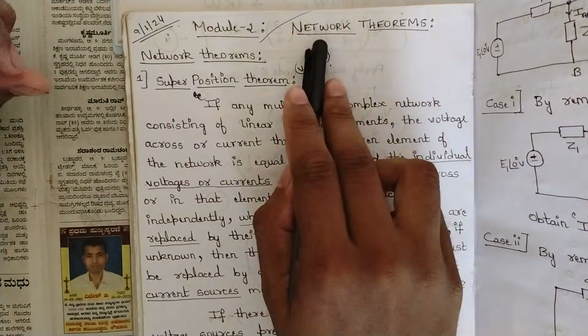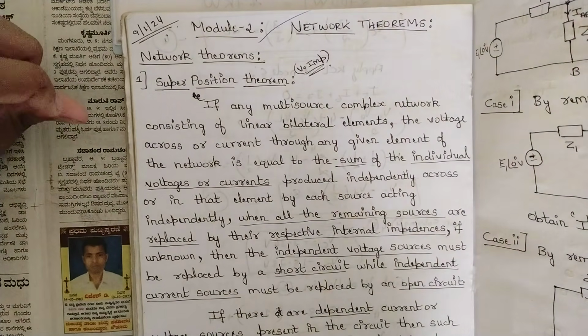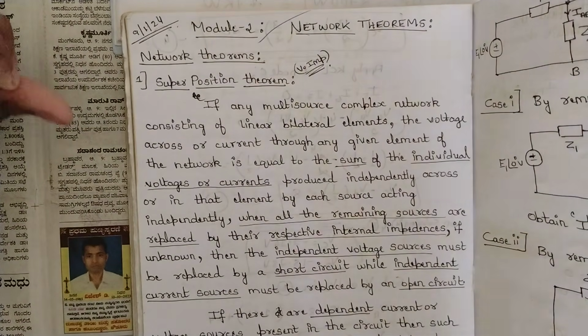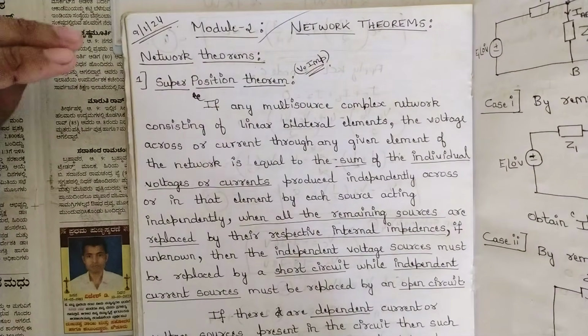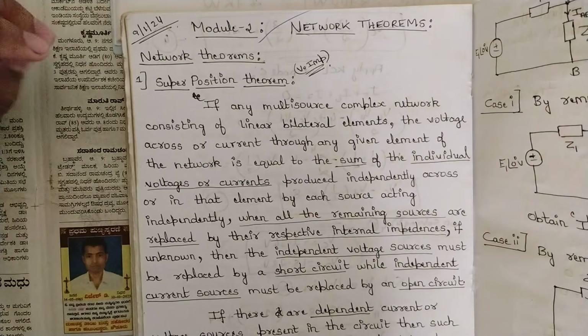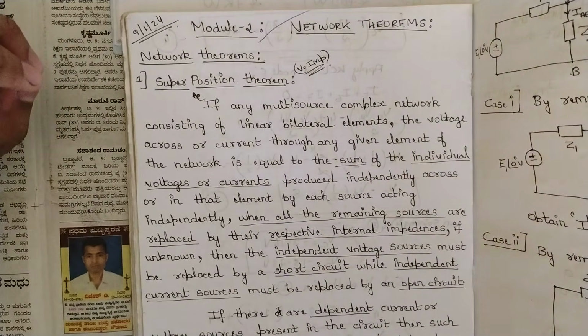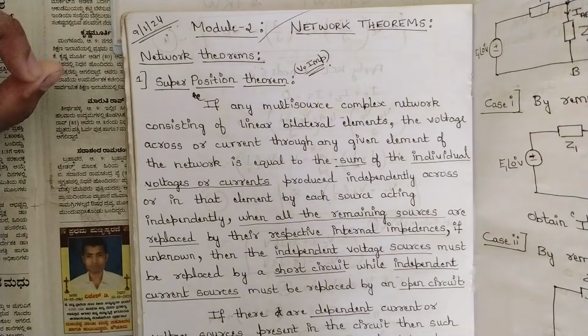The name of the module is network theorems. In this module we don't have any other concept, only the network theorems. We have around 5 theorems, and those 5 theorems are completely different, and we have a separate set of rules for each of those 5 theorems in this module.